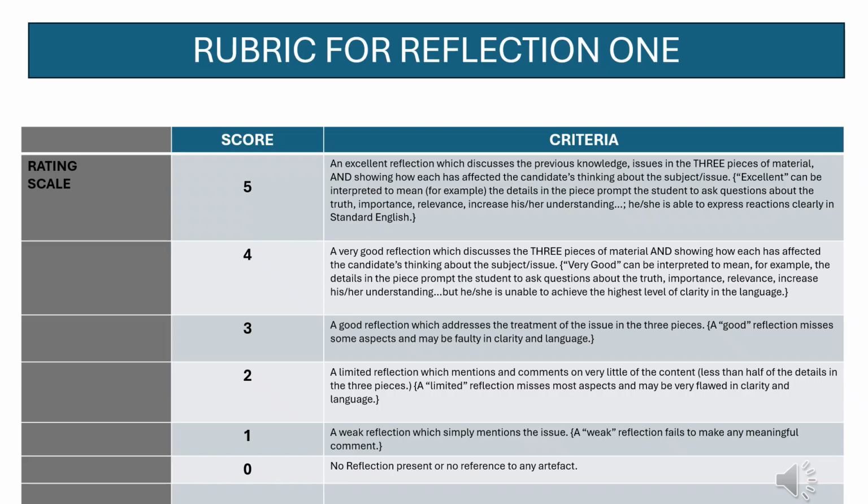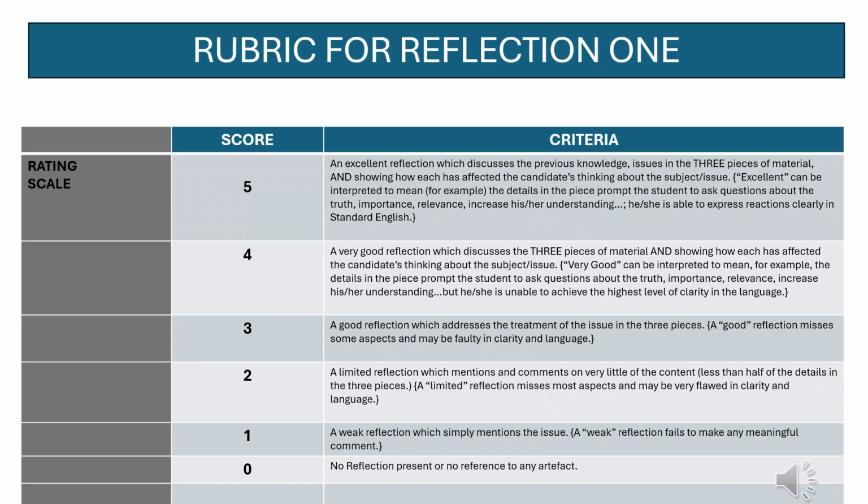4 marks for a very good reflection which discusses the 3 pieces of the material and shows how each has affected the student's thinking about the subject or issue. Very good can be interpreted to mean, for example, details in the pieces prompted the students to ask questions about the truth, importance, relevance, increase his or her understanding, but he or she is unable to achieve the highest level of clarity in language. 3 marks for a good reflection which addresses the treatment of the issue in the 3 pieces. A good reflection misses some aspect and may be faulty in clarity and language.